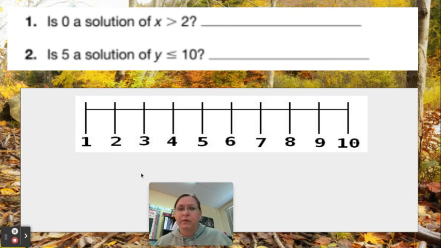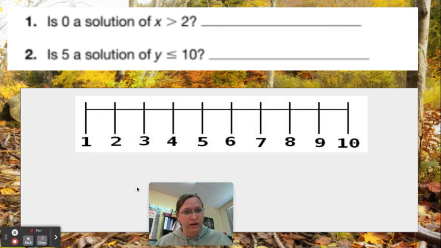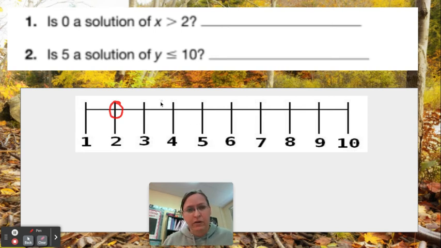So with this example right here, it says, is 0 a solution for x is greater than 2? Well, if I'm using this one right here, the first thing I'm going to think is, okay, it is greater than, it is not equal to. So I'm going to have an open circle on 2. Now I've got to think, okay, x is greater than, and so I need to fill in everything bigger than 2. So everything this way is the way my arrow goes.